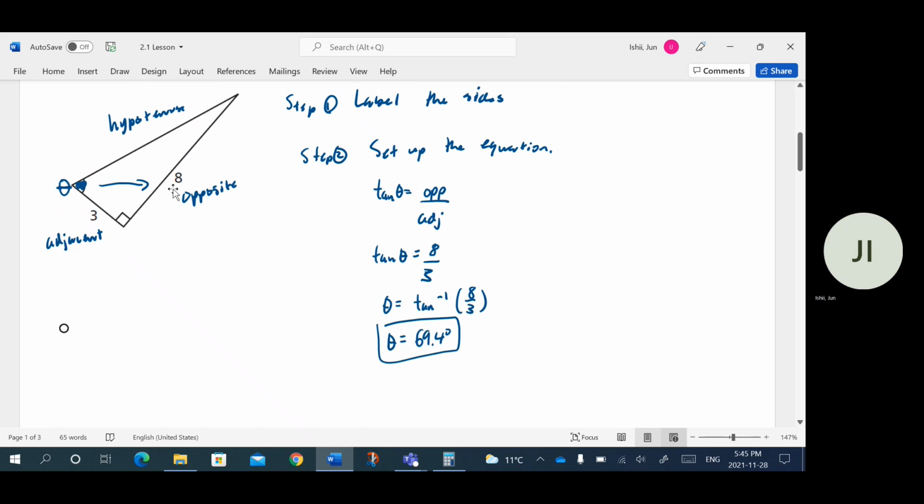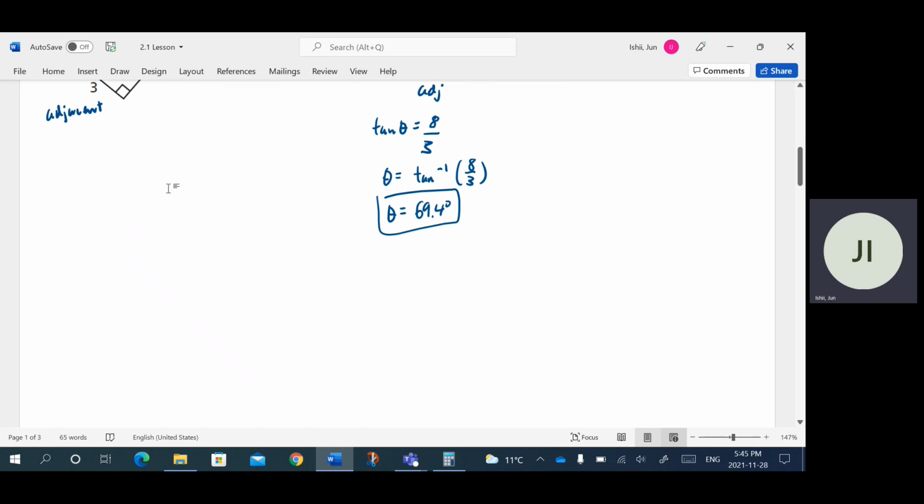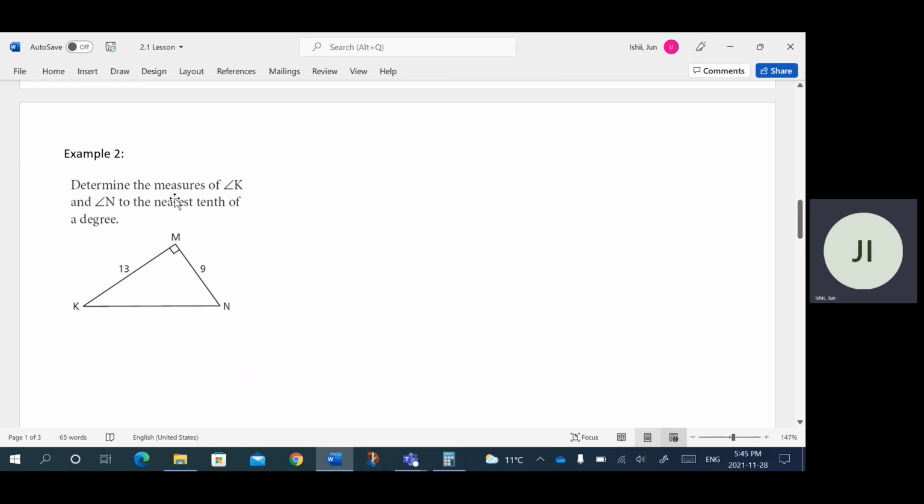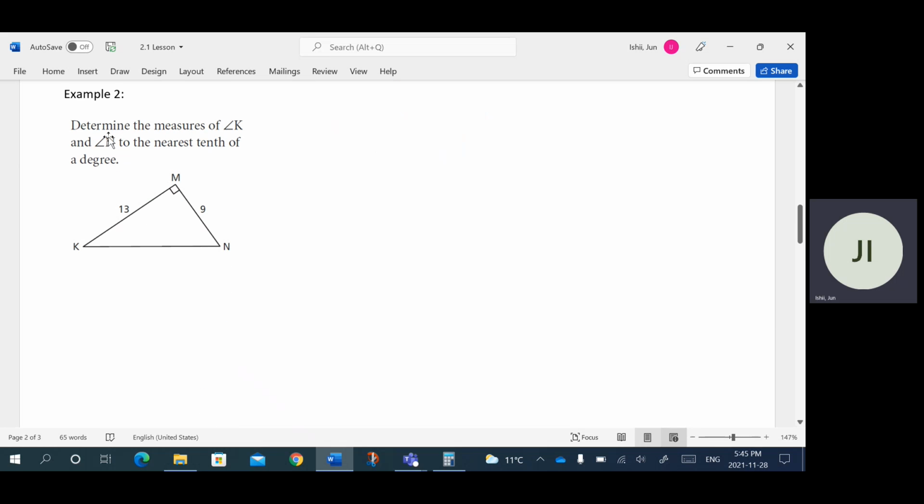All right. Cool. So let's try another one. I'm going to go through this one a little bit quicker. But this time we want to determine the measure of angles K and N to the nearest tenth of a degree. So in this case, we actually want to find both. To start off with, it doesn't really matter which one you find first.